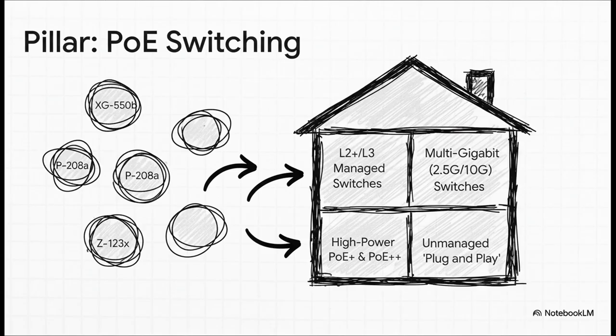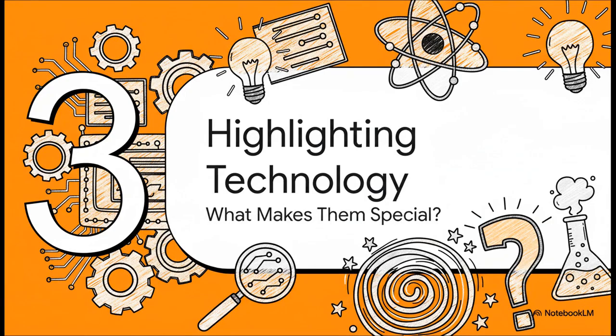Let's zoom in on one of these for a second. Take the managed and PoE switching pillar. See? All those crazy cryptic product names from before, now they have a home. They're not just floating around randomly anymore. They're all organized right here. It all makes sense now. Okay, so our structure is built.